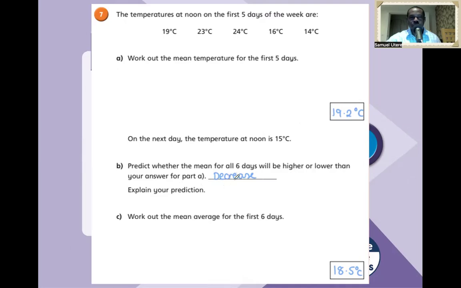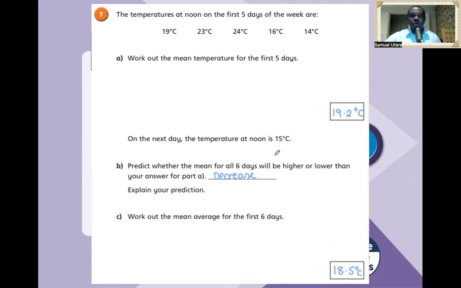It will decrease. Why? Because the temperature has decreased. Okay. So explain your prediction. Work out the mean average for the first days. Okay. The mean average will be that. So how do you know?